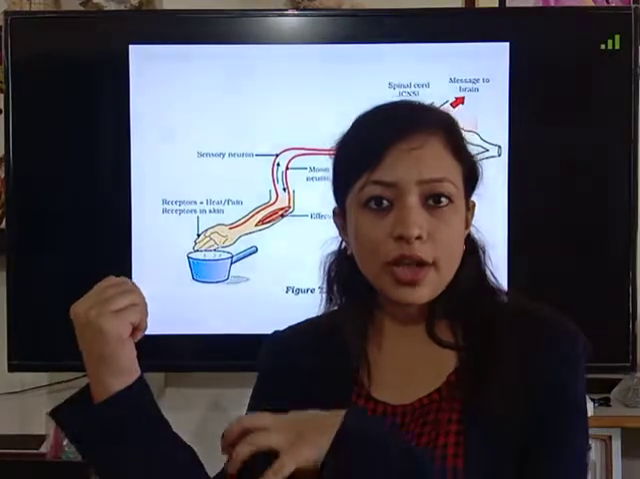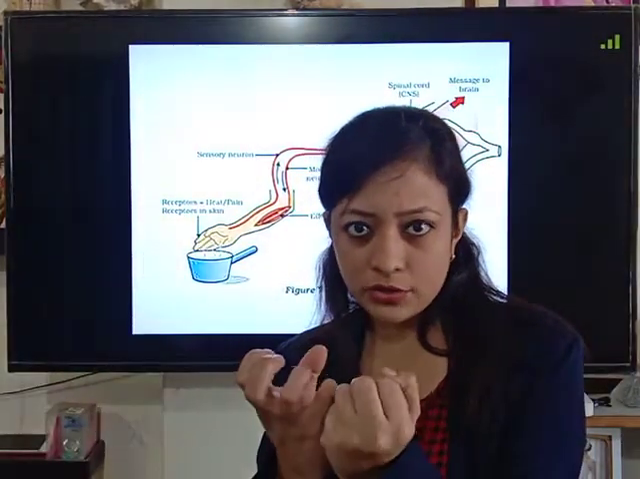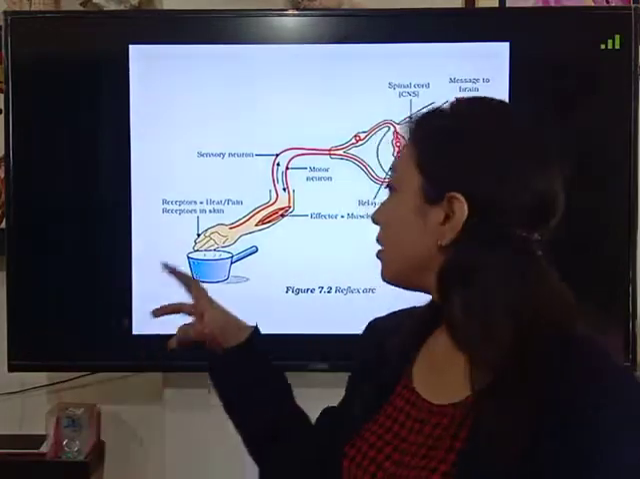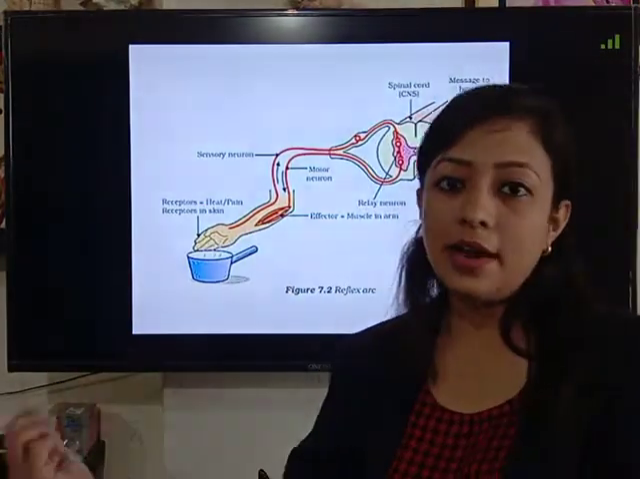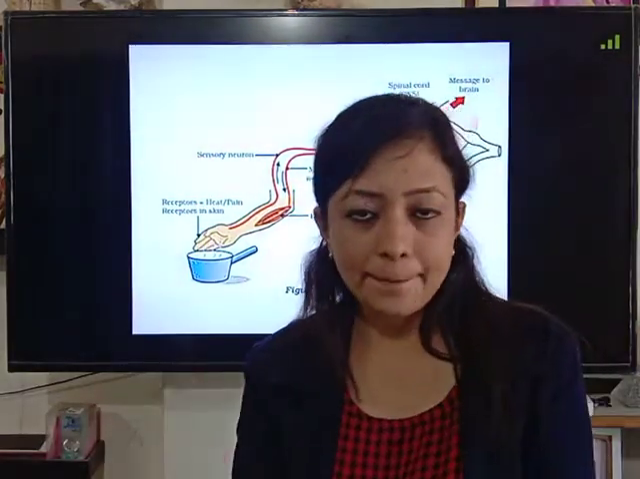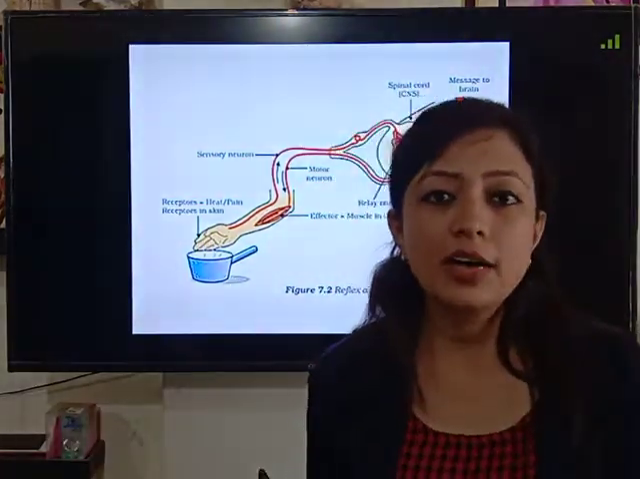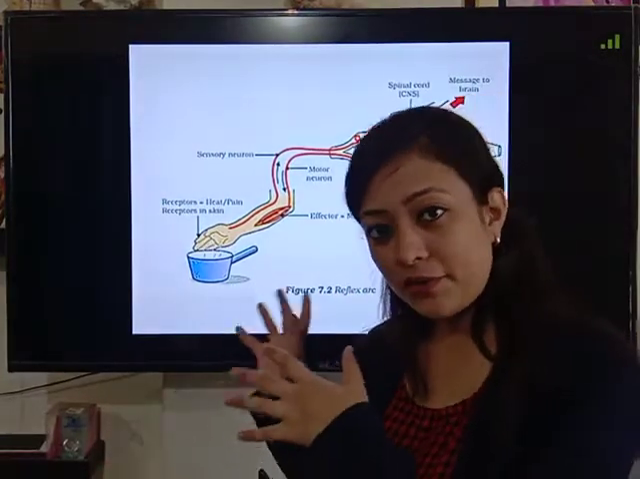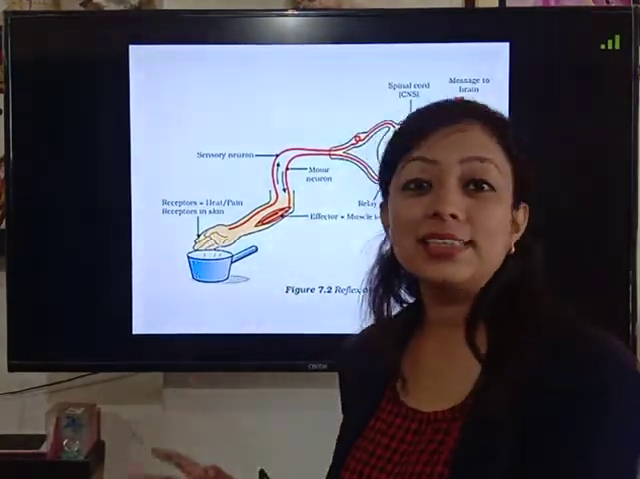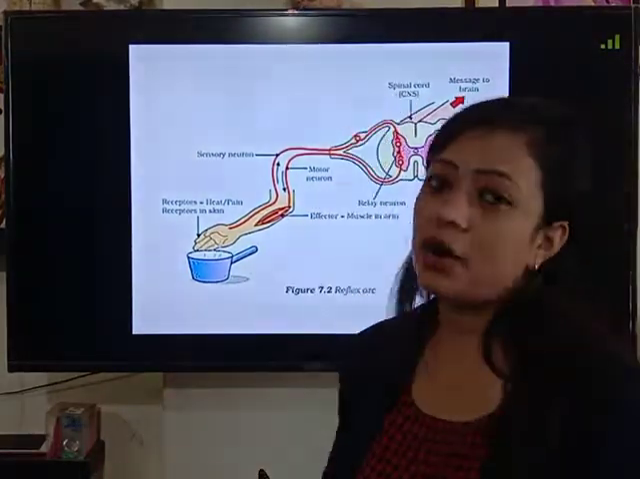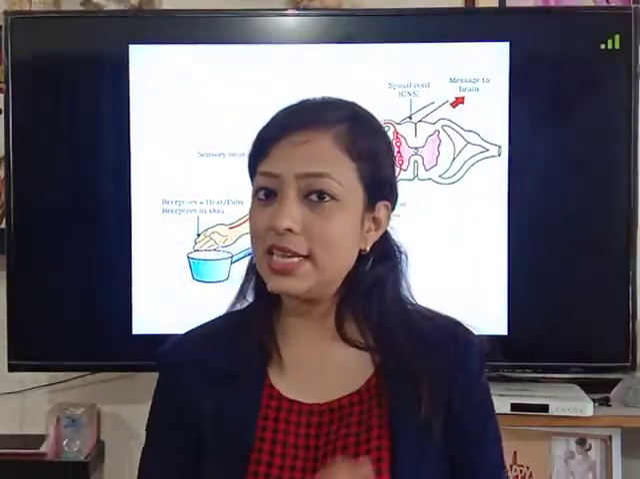So as each and every muscle fiber in that area contracts, the whole muscle contracts, and as the whole muscle contracts, automatically our hand pulls away from that hot utensil, and it happens very quickly, very fast. So this is the reflex action. What kind of reflex action is this? This is the spinal reflex action, where only the spinal cord as a part of CNS is involved.